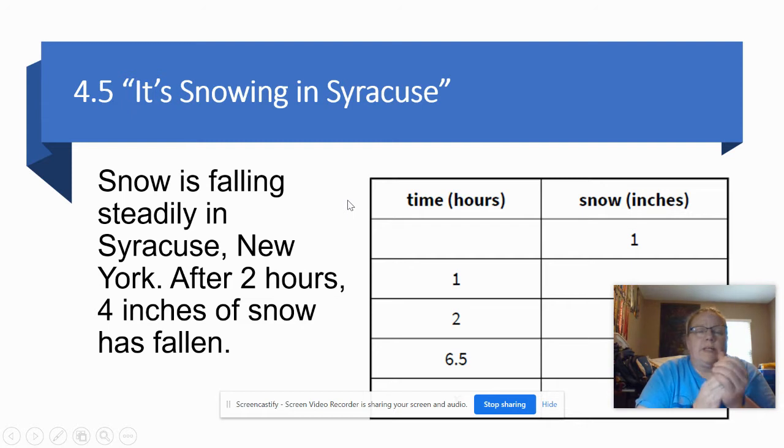So 4.5 is, it's snowing in Syracuse. Snow is falling steadily in Syracuse, New York. After 2 hours, 4 inches of snow has already fallen. And here's a table that we're going to be looking at completing today.